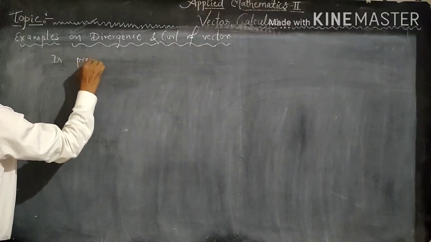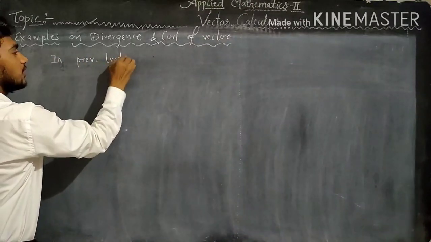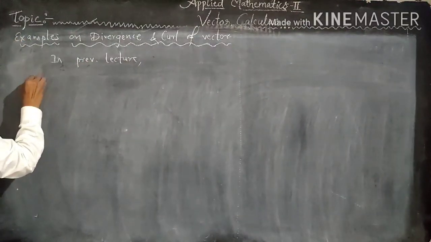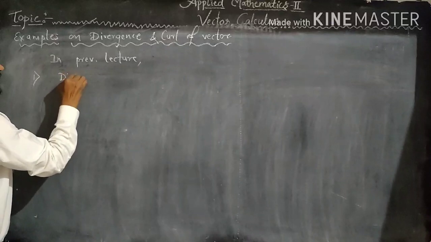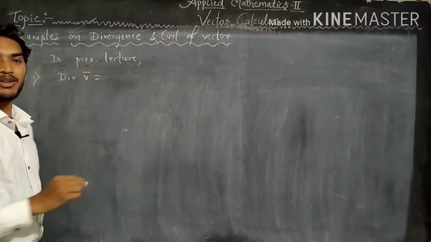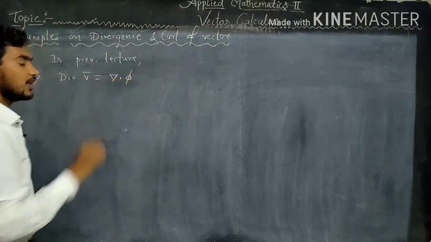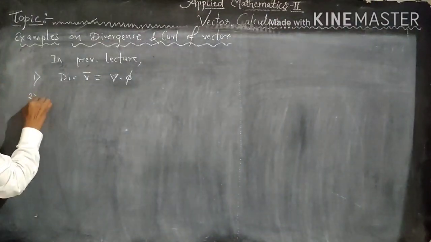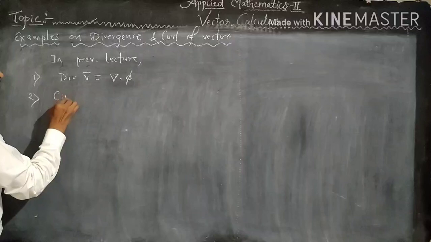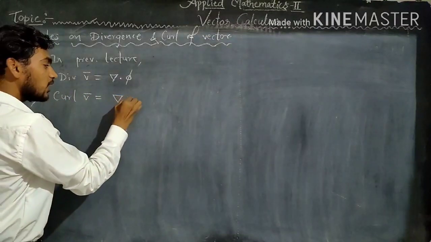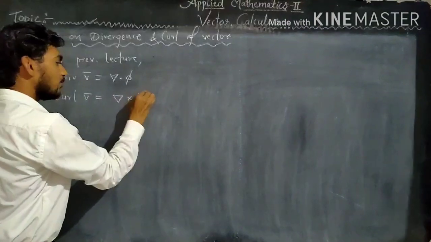In the previous lecture, just recall that we have seen the first one, divergence of any vector, which is given by dot product of del with phi. Second one, we have seen that curl of any vector v is given by cross product of del with vector v.